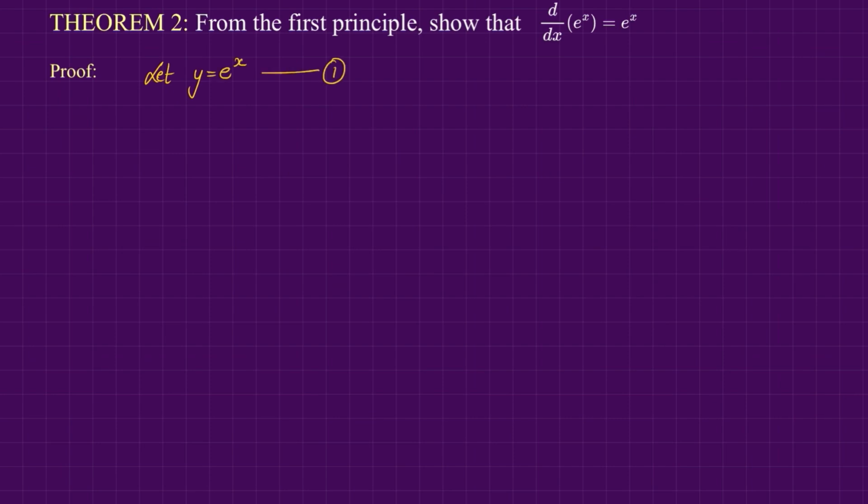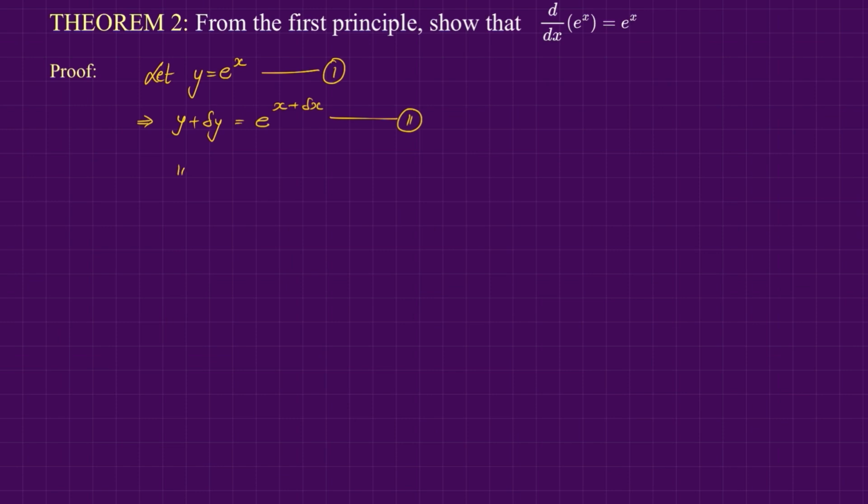Like in theorem 1, if there is an increment delta x, there will be an increment delta y. So y plus delta y can be written as e to the power x plus delta x. See here, in place of y I have written y plus delta y, so in place of x you have to write x plus delta x, and let that be equation 2.